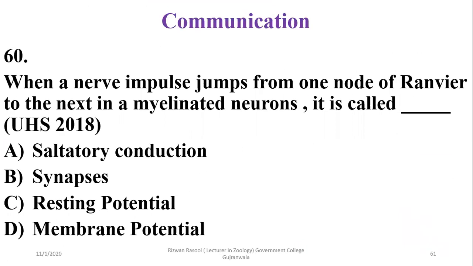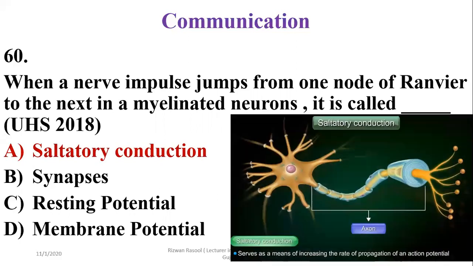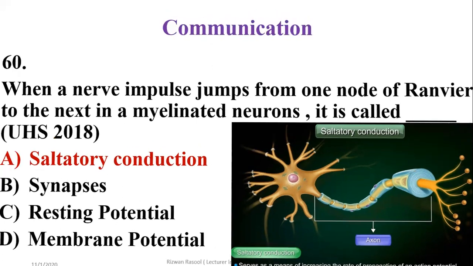When a nerve impulse jumps from one node to the other in the nodes of Ranvier of neurons, it is called saltatory conduction. Saltare is a Latin word which refers to the jumping. Actually, it is a change in membrane potential across the nodes only.